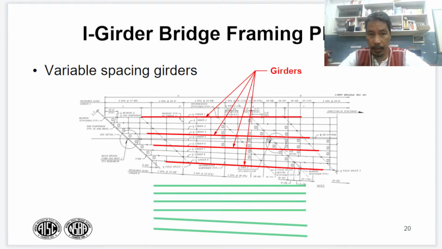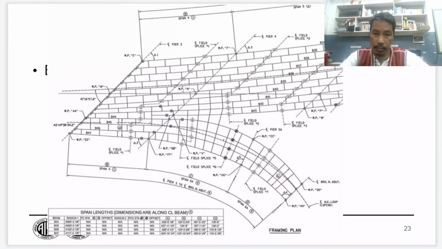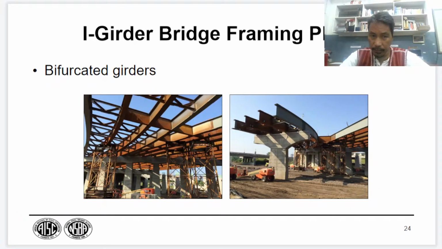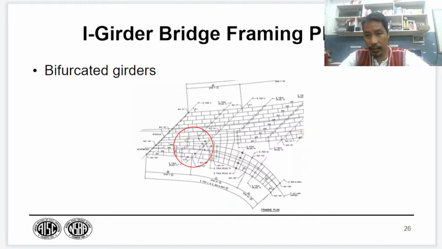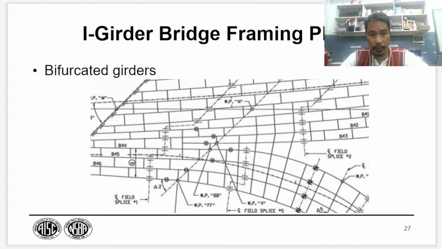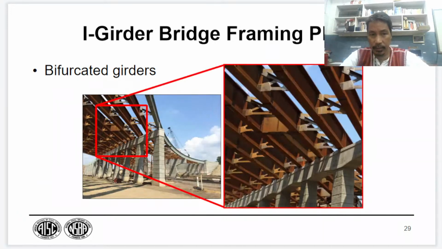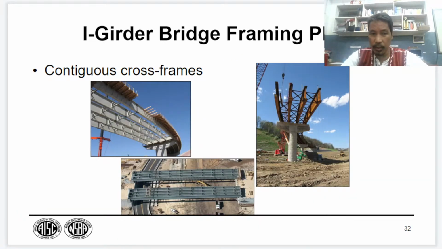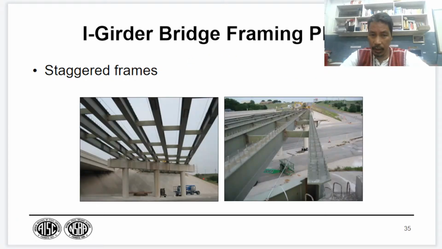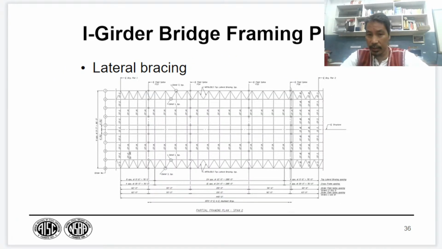And we have bifurcated girders. For bifurcated girders, we have a transfer beam. If we have a transfer beam, we have bifurcated girders, or we have a beam that would start, newly started beams. So bifurcated girders, contiguous frames, and we have staggered frames, and we also have lateral bracing.